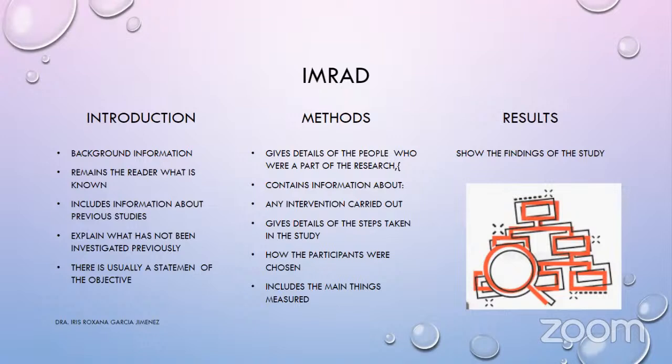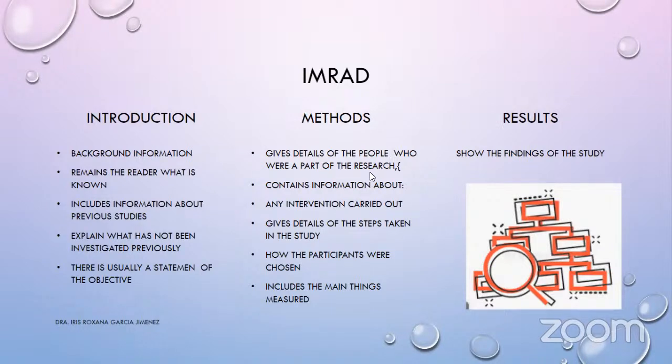And there is usually a statement of the objective. You have to show what you are looking for with this study and why you intend to study it again with a different point of view or completing information. About methods, well, we usually give details of the people who are part of the research. We explain the universe. We show the complete information and the variables we prefer to use.